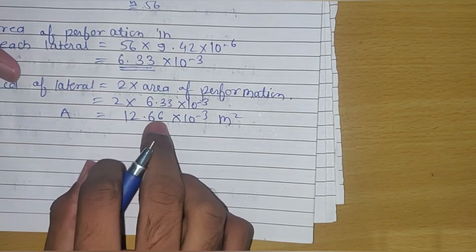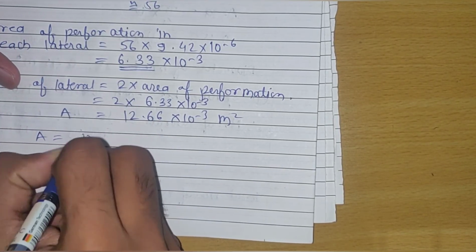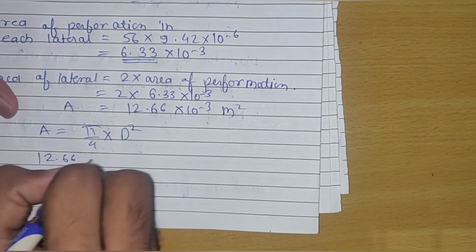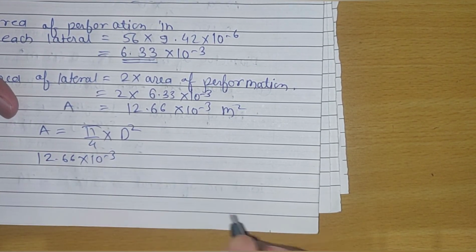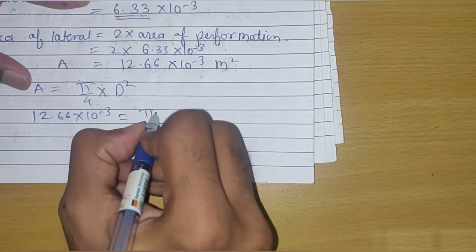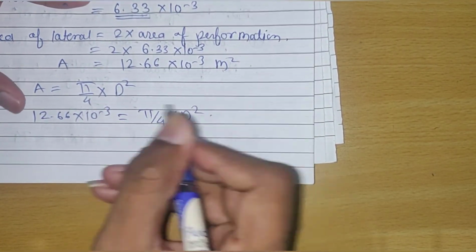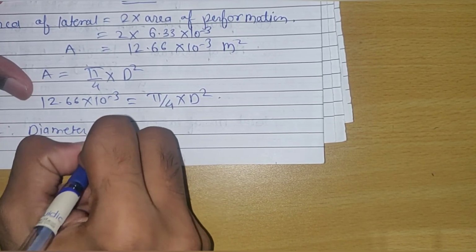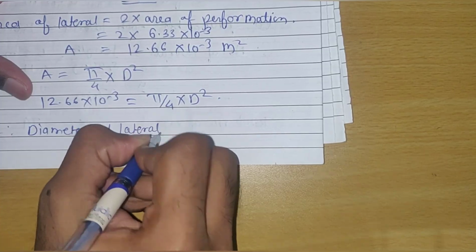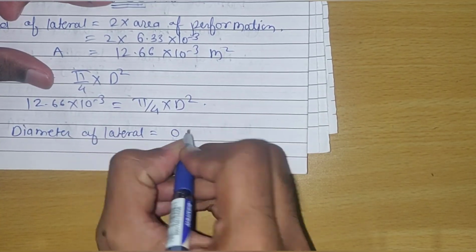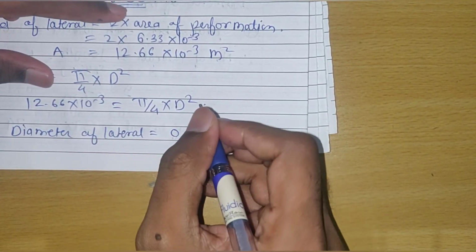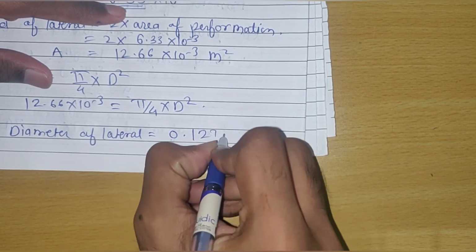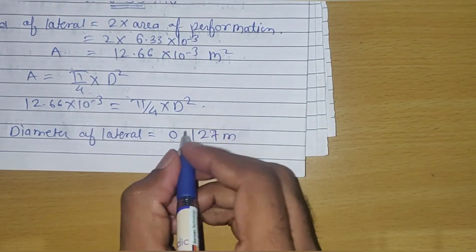From this area we can find the diameter of lateral. Area is equal to pi by 4 into d square. 12.66 into 10 raised to minus 3 is equal to pi by 4 into d square. So the diameter of lateral will be 0.127 meter. The diameter of lateral is 12.7 centimeter.